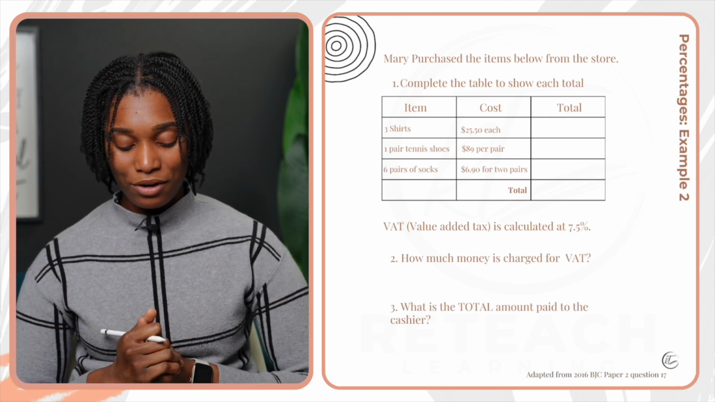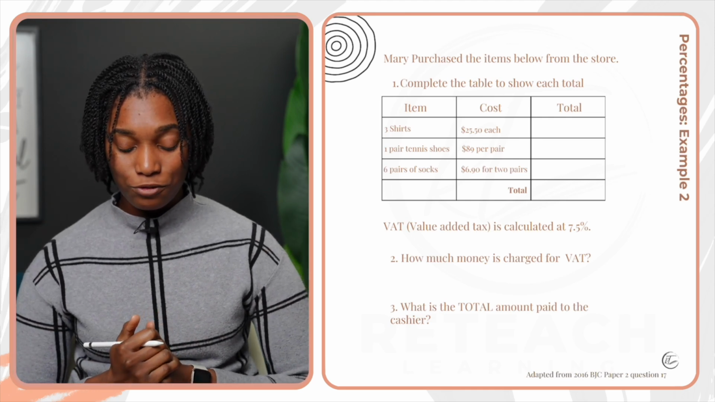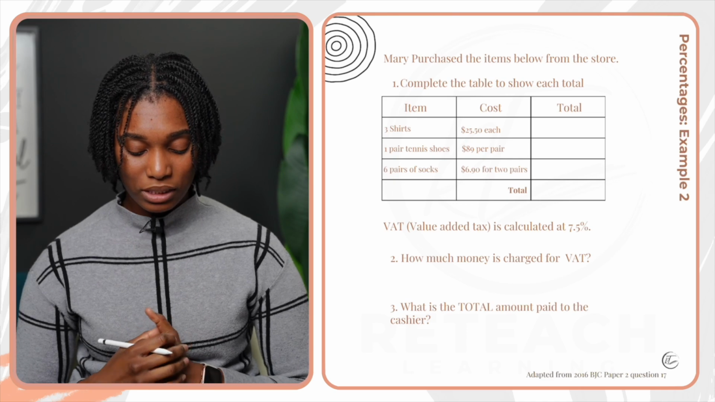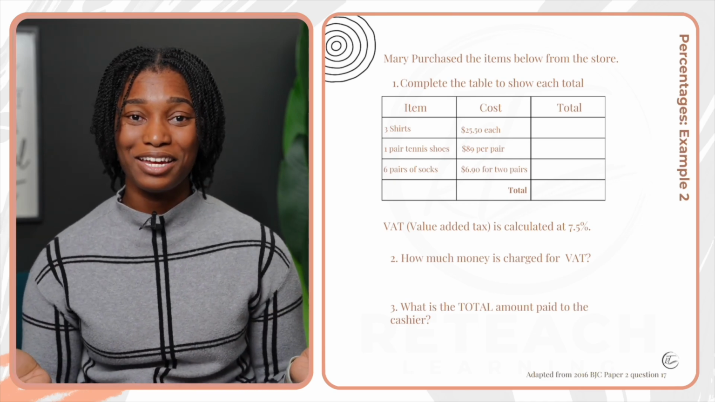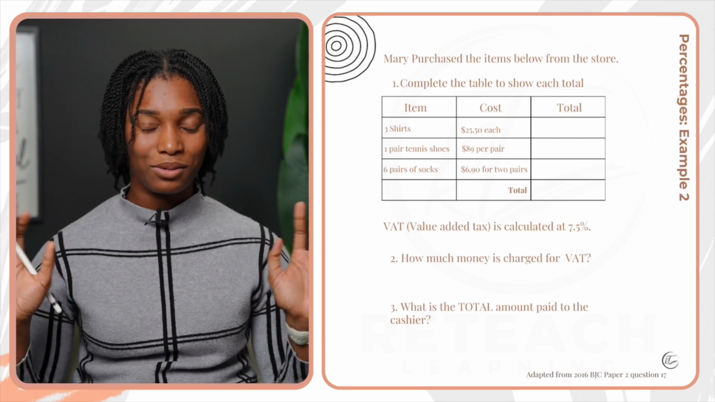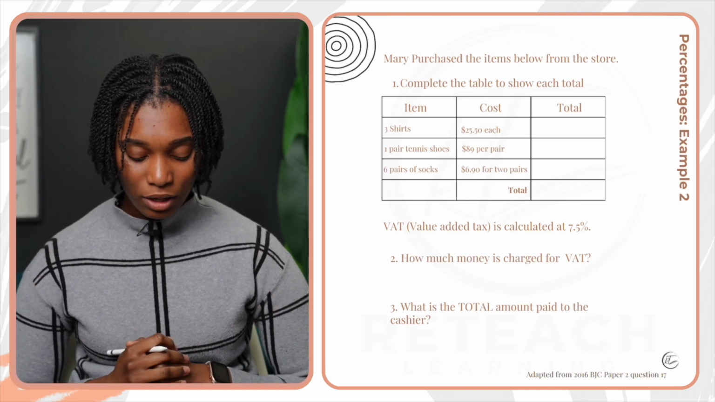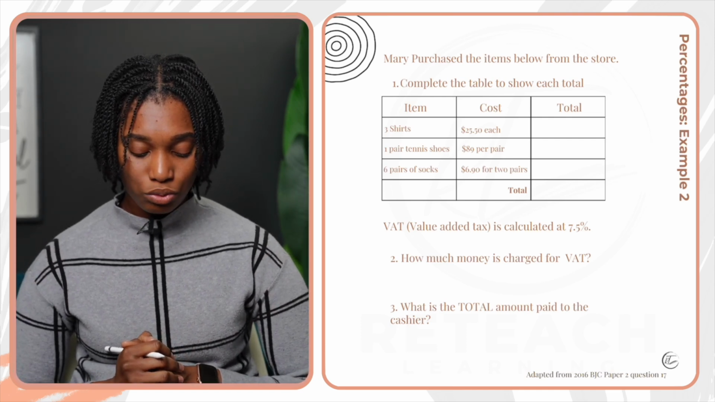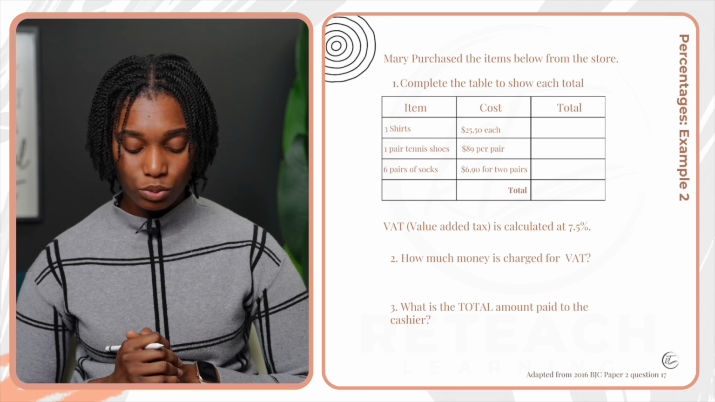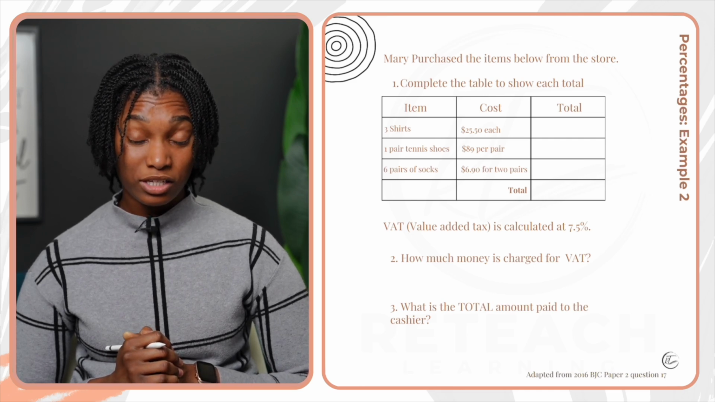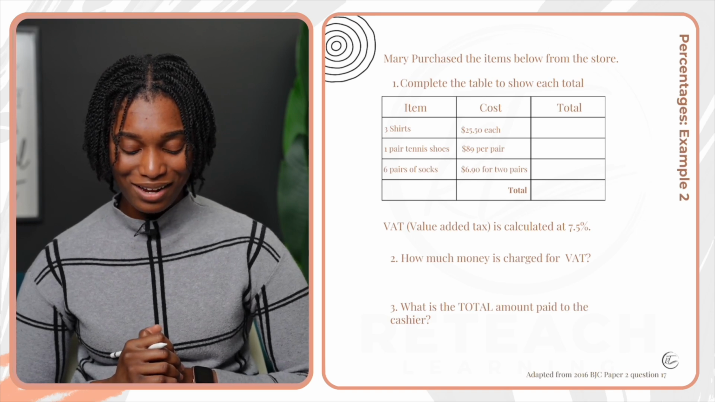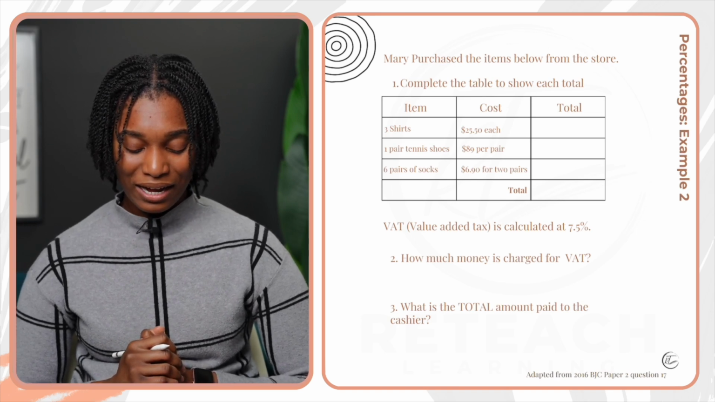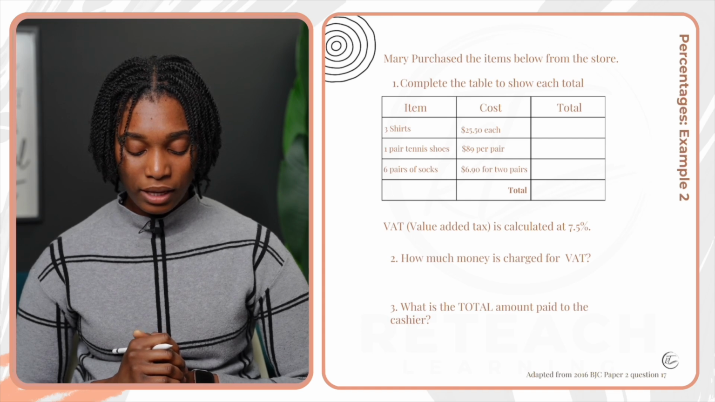So Mary purchased the items below from the store. Okay, complete the table to show each total. And I thought about completing the table for you to save time, but let's do it together. It's okay. All right, so let's keep going. So it says the first item was 3 shirts and the cost was $25.50 each. That's an expensive shirt for some people, but $25.50 each. I hope it's a really nice quality shirt actually.